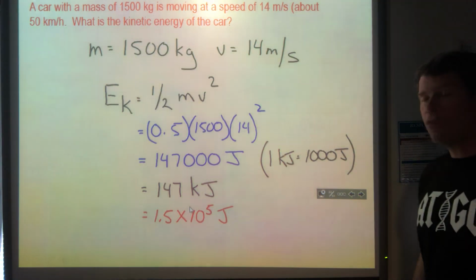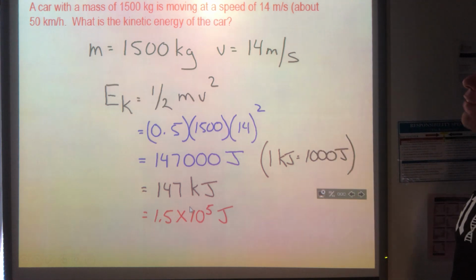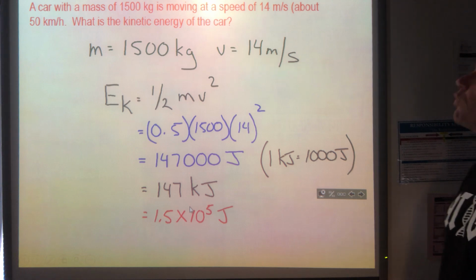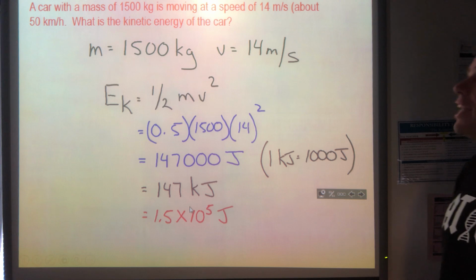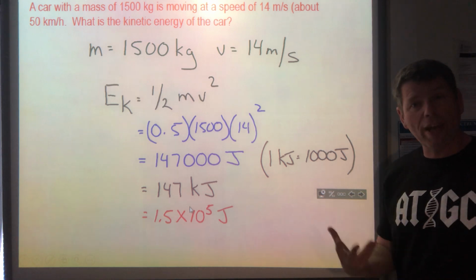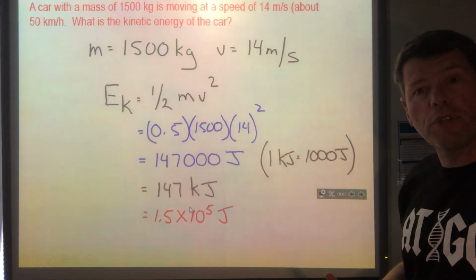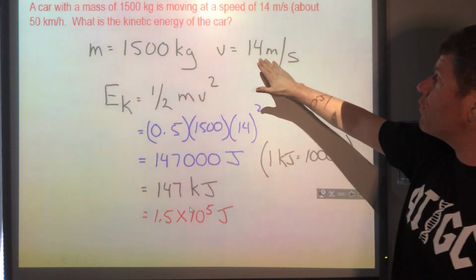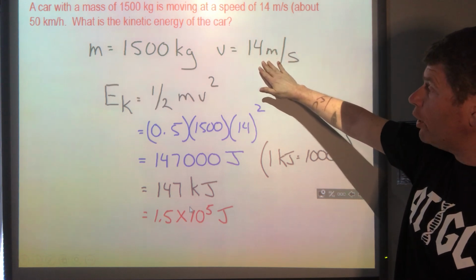Okay, three other problems to very quickly look at. This question says we have a car with a mass of 1,500 kilograms, and it's moving at a speed of 14 meters per second, which is about 50 kilometers per hour. What is the kinetic energy of the car? So this is a straight up problem to solve. We identify our mass, we identify our velocity. It's the meters per second we want, not the kilometers per hour.